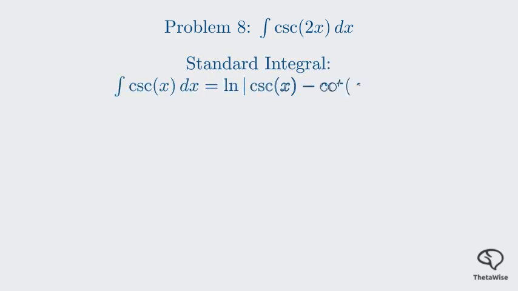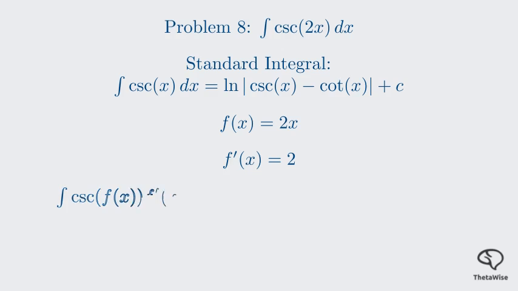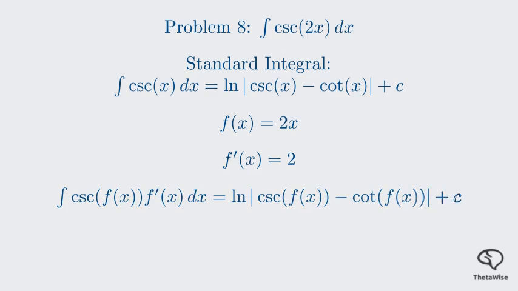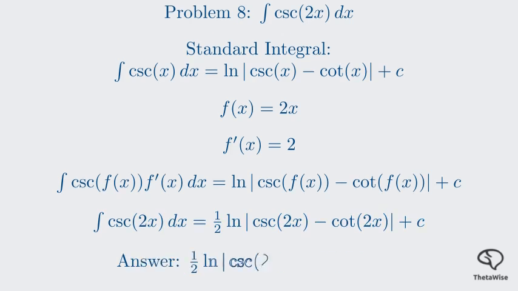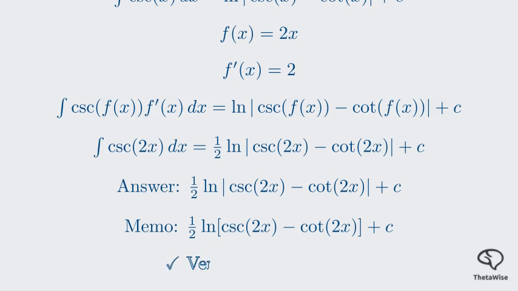Now we have cosecant of 2x, not cosecant of x. We can apply a similar principle of adjusting for the constant. Think of 2x as our f of x. Its derivative is 2. If we had the integral of cosecant of 2x times 2, the answer would be the natural log of cosecant 2x minus cotangent 2x. Since we don't have the 2, we divide the result by 2, or multiply by 1/2. So, the integral of cosecant of 2x is 1/2 times the natural log of the absolute value of cosecant 2x minus cotangent 2x plus c. The memo confirms our answer is correct. This is a direct application of a standard integral, adjusted for the linear term inside the function.